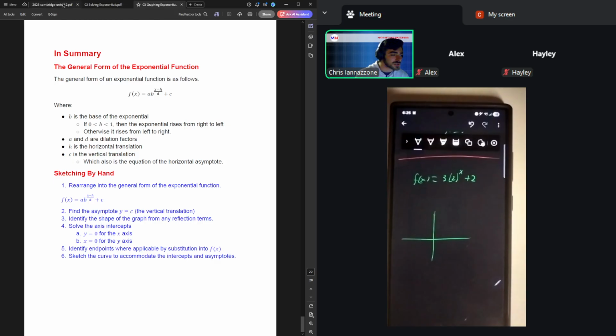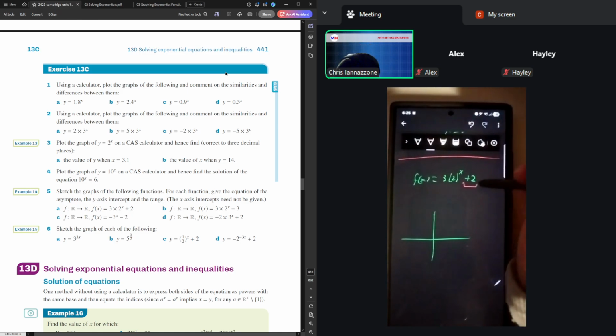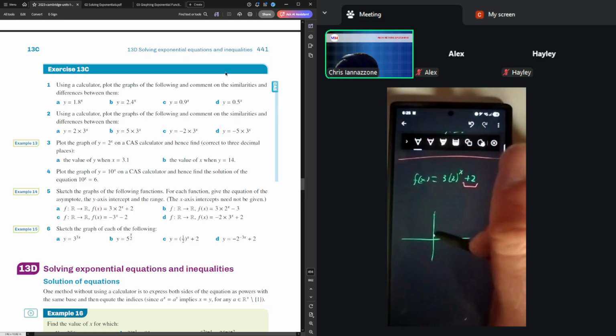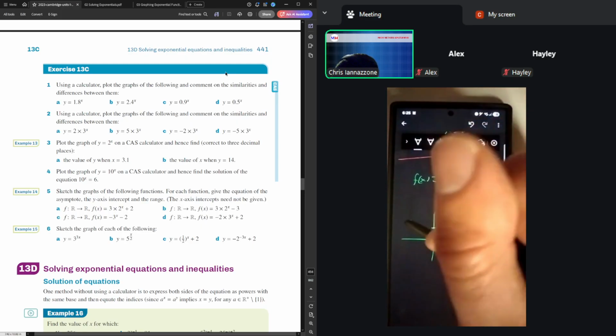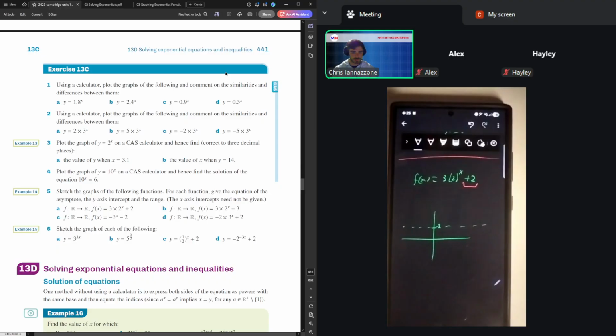You don't have to do this in that order, by the way, it's just a nice and natural order. Asymptote, y equals 2. Yeah, absolutely. Whatever the vertical translation term is, that's our asymptote. So if it's positive 2, then y equals positive 2 is our asymptote. Nice.